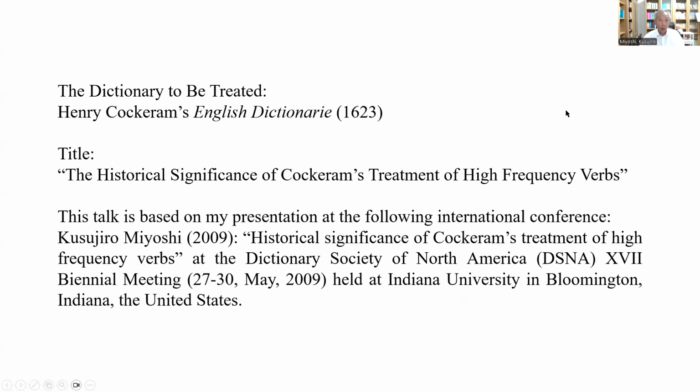Today, I will talk about Henry Cockeram's English Dictionary under the title The Historical Significance of Cockeram's Treatment of High-Frequency Verbs, which is based on my presentation at the international conference at UC.